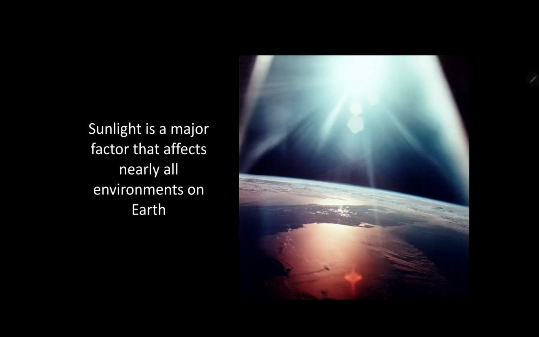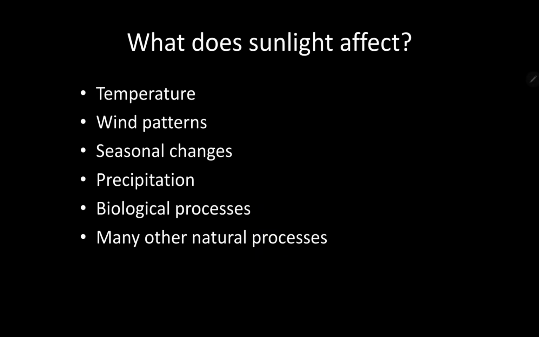So let's first look at sunlight. As we all know, sunlight is a major factor that affects nearly all environments on Earth. Everything on the surface of the Earth is affected by sunlight. And actually even the things under the surface, because as you've learned in the previous lesson, even the lower levels of seas and oceans are still somewhat affected either directly or indirectly by the presence of sunlight. So let's have a short review, and I'll give you, of course, some expectations as to what to look forward to in this lesson.